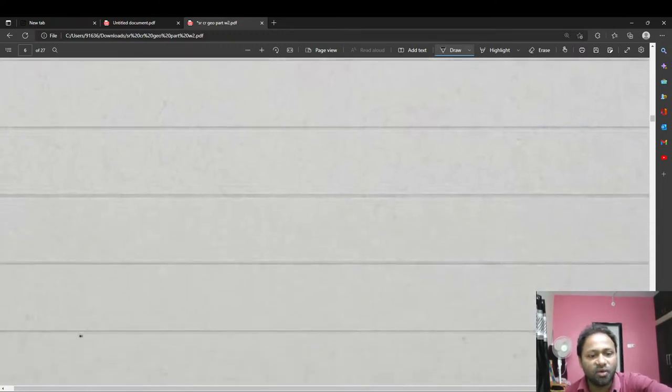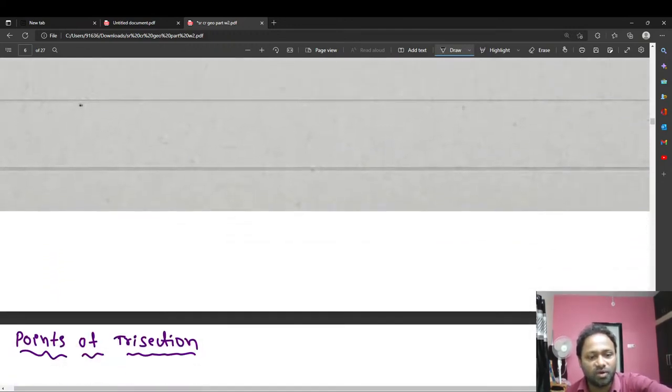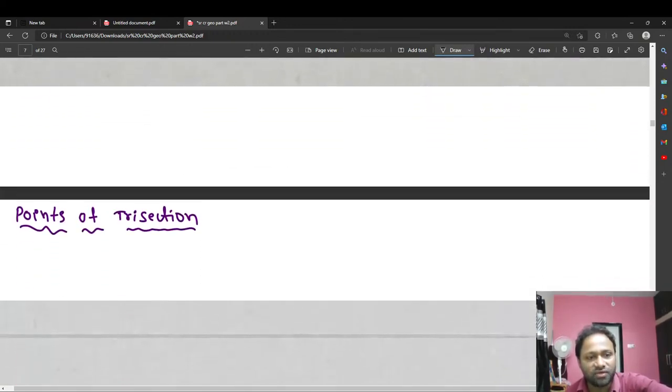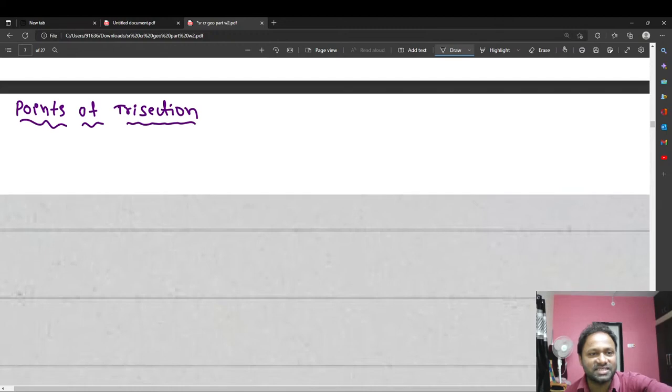Now I am going to do one more problem, and first of all see this, points of trisection. Yes, Sukanya also said C, that is correct. Suresha also said correct, C.